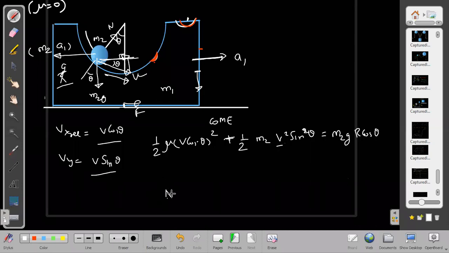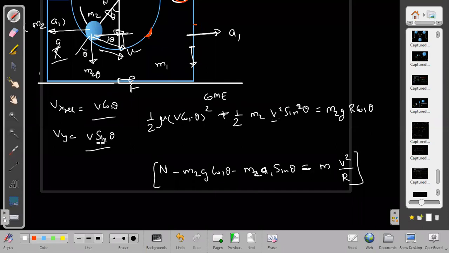Okay, let us write along the normal one equation. Along the normal, it will be N minus m2g cos theta minus M2 A1 sin theta is equal to m V square by R. Only A1 is unknown here now. A1 is unknown and the normal is also unknown. We need to find this. So we need to find out the normal also.